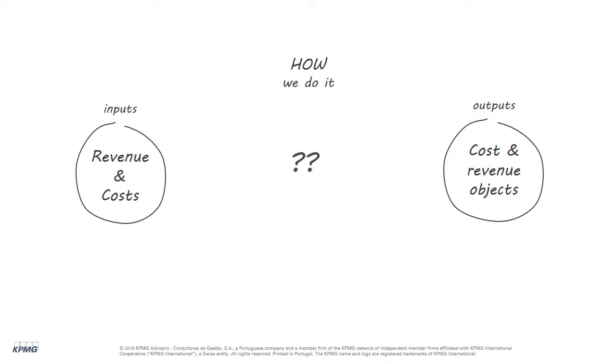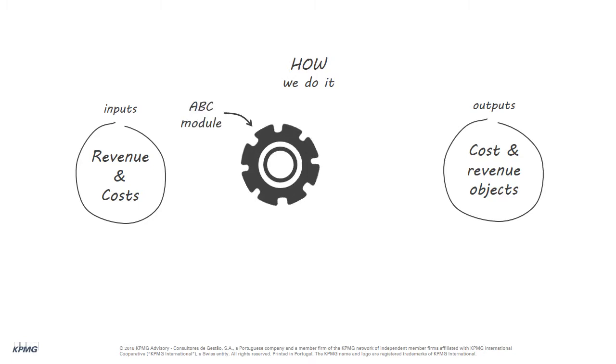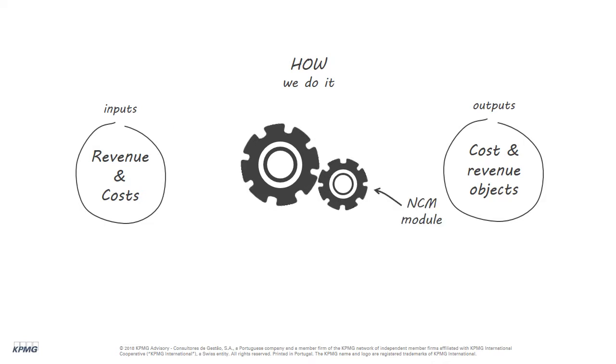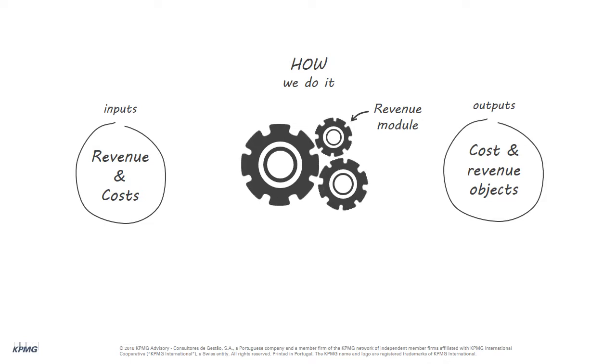But still the question remains, how does KPMG's profitability and costing solution split all your revenue and costs to your cost and revenue objects? The engine behind this solution is built upon three main modules: the activity-based costing module, ABC, the network costing model, NCM, and the revenue module.